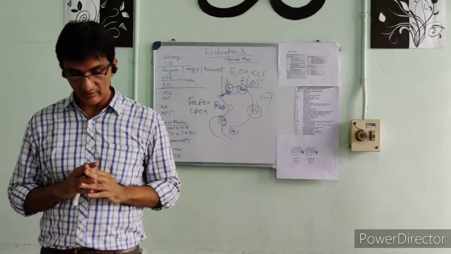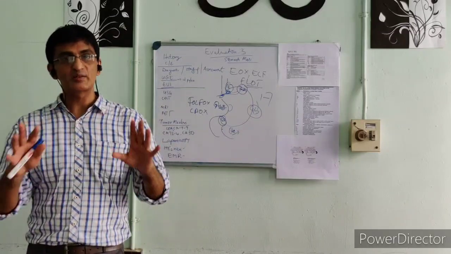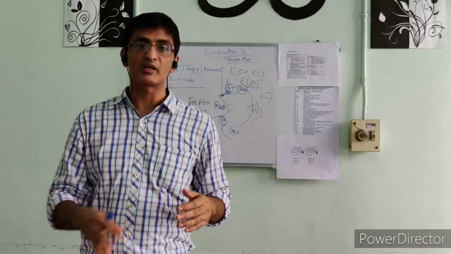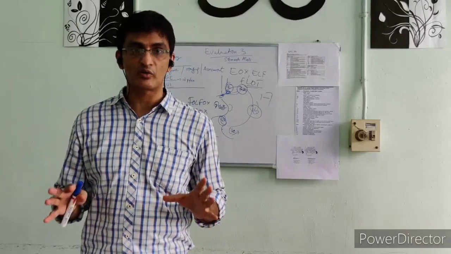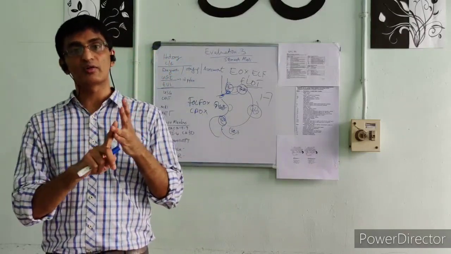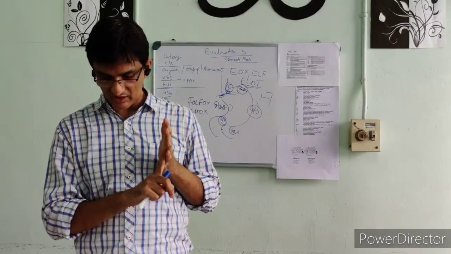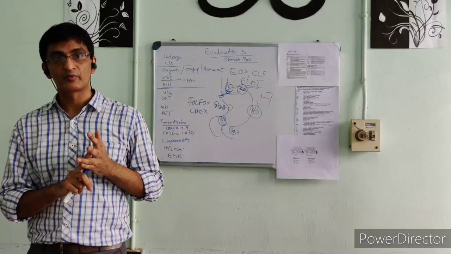Surgery is the first line. You achieve R0, with good clear margins. You just achieve a good clear margin, R0 resection. There is no role for lymph node dissection because they don't spread to lymph nodes. So no lymph node dissection, achieve R0 resection.